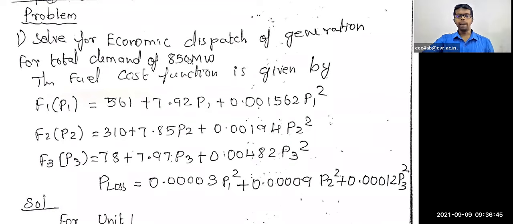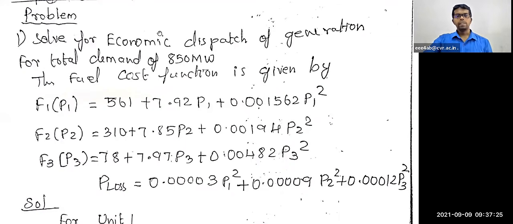So what is the total demand? 850 megawatt. While given with the problem, you should always note down the fuel cost, that is F1 of P1, F2 of P2, F3 of P3. If it is given as a heat rate function H1 of P1, then the fuel cost function is equal to the heat rate function multiplied by the fuel rate of that particular generating unit. So that also you need to multiply.